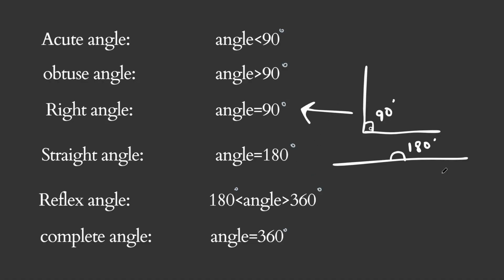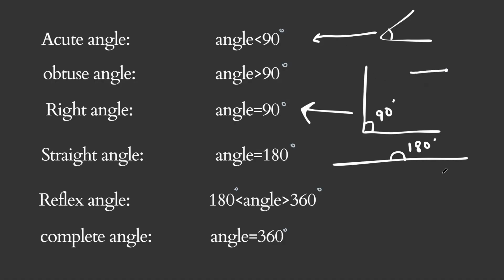If an angle is lesser than 90 degrees, then it is an acute angle. Lesser than 90 degrees, acute angle. Maybe 80 degrees, 70, 30, 40, all lesser than 90 degrees, from 0 to 90 degrees.